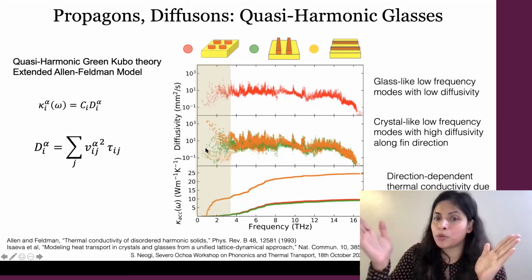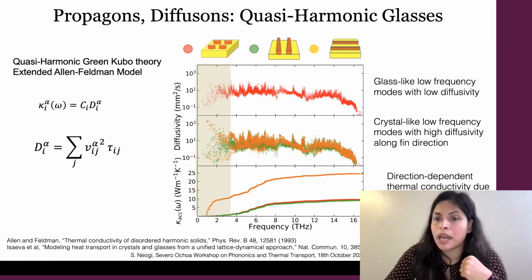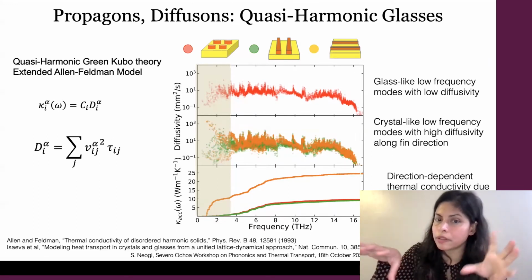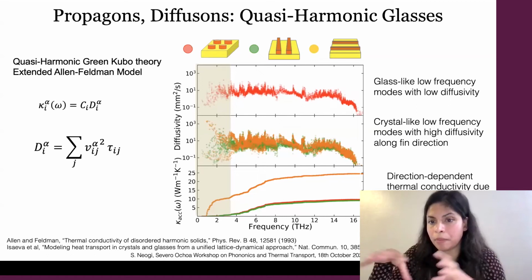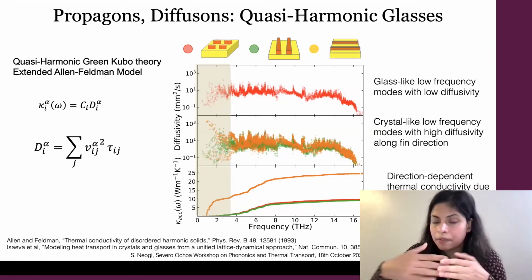But if you go towards different directions, you see different kinds of behavior of these modes. And as a result, you come back to this anisotropic thermal conductivity as well from this picture. So all these different models are telling us similar behavior. That's why we try to use them for different purposes.